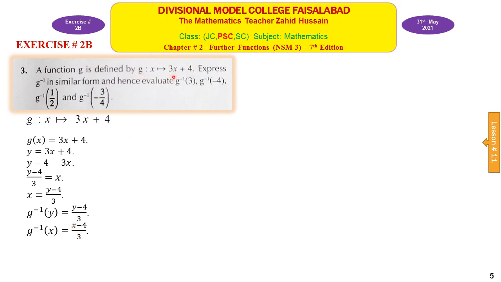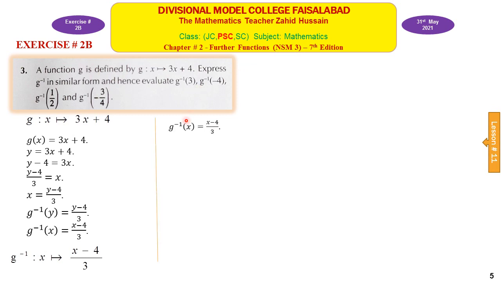The only difference is that we will write g inverse for g, x as it is, and for this expression we will write this expression. So g inverse is defined as x such that x is mapped onto x minus 4 over 3, which is written in the same way as the function is given. Then you are asked to find the values of the inverse function at various values of x.